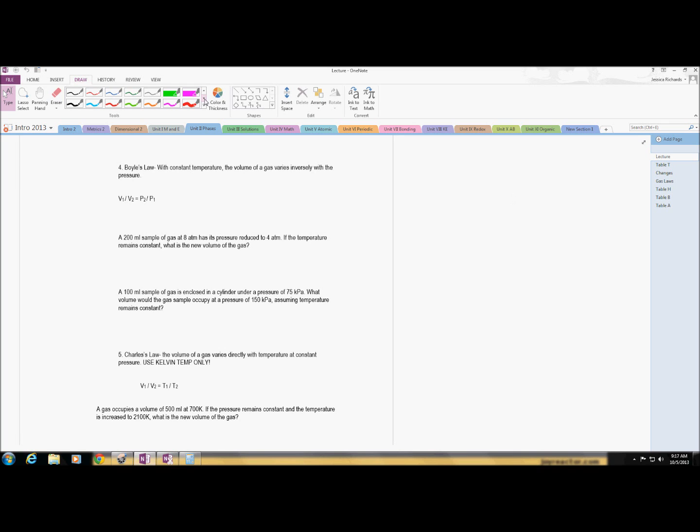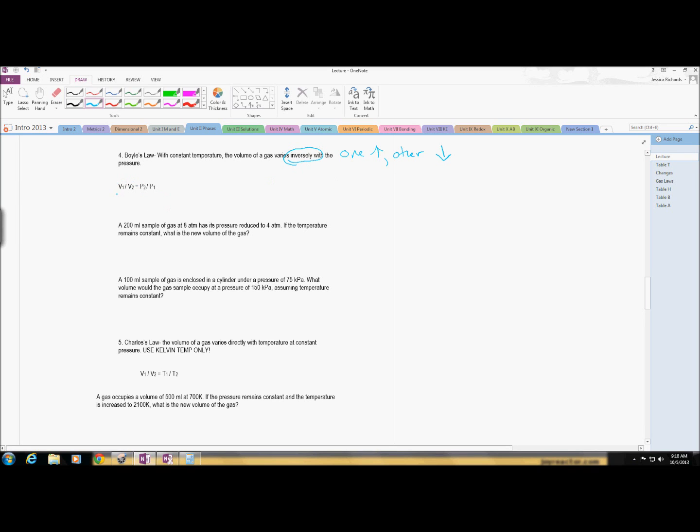So quick review, what was Boyle's Law? Boyle's Law was the relationship between the pressure and the volume of a gas. So relationship between pressure and volume. It says that it varies inversely. That means as one increases, the other must decrease in order for the value to stay the same.